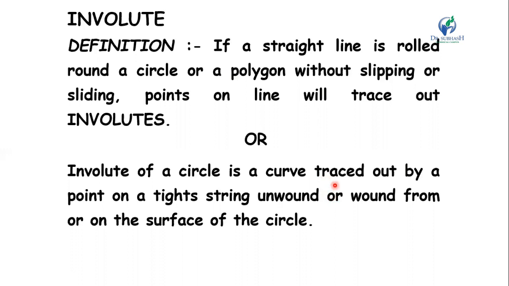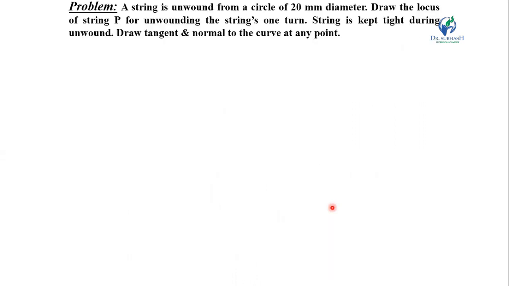Okay, so let us understand by one example. The use of involutes is in gear profiles. Different gear profiles have an involute shape. A string is unwound from a circle of 20 mm diameter. Draw the locus of any point. So here is one circle of diameter 20 mm, and the string is unwinding from that circle. For the end point P, you have to draw the locus of that point.